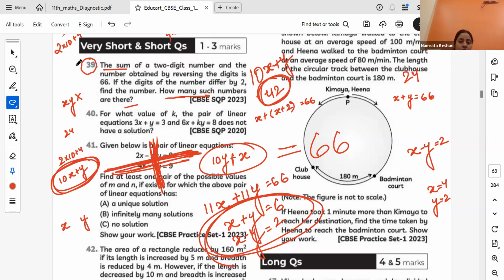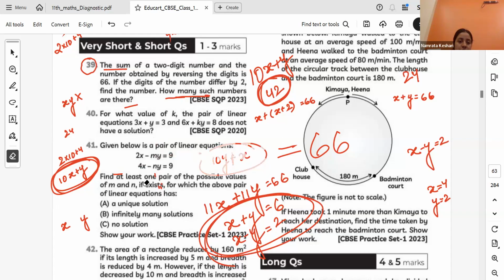Okay, let's do the next question. This question is really important. Yes, Ryan, will you be able to do question number 41? Yes, Ritvika, you also. Just now we were discussing this type of questions.